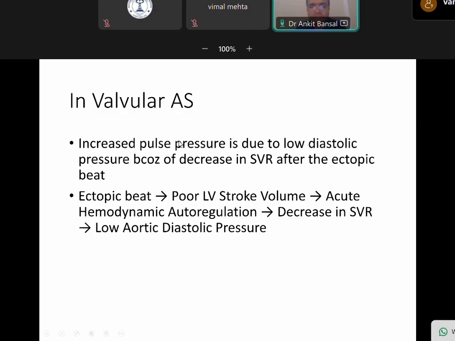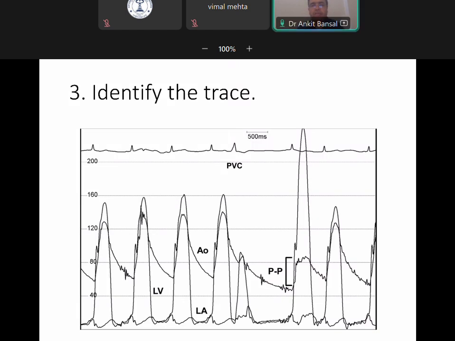So you remember this, increased pulse pressure is because of the low diastolic pressure because of decrease in SVR after the ectopic beat. So what is the ectopic beat causing? Poor LV stroke volume, acute hemodynamic autoregulation, decrease in SVR, and low aortic diastolic pressure. And coming to your favorite spotter, what is this now?